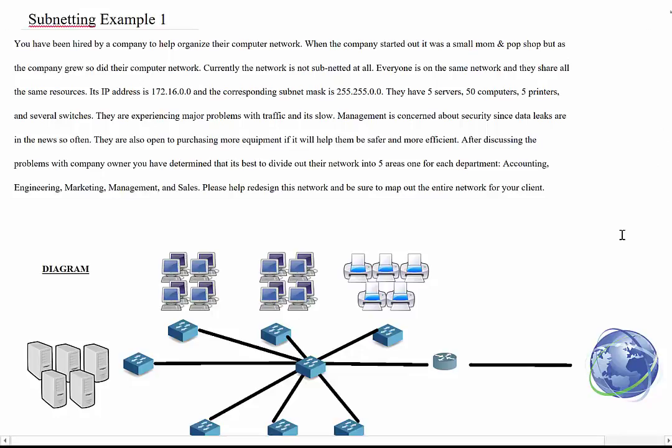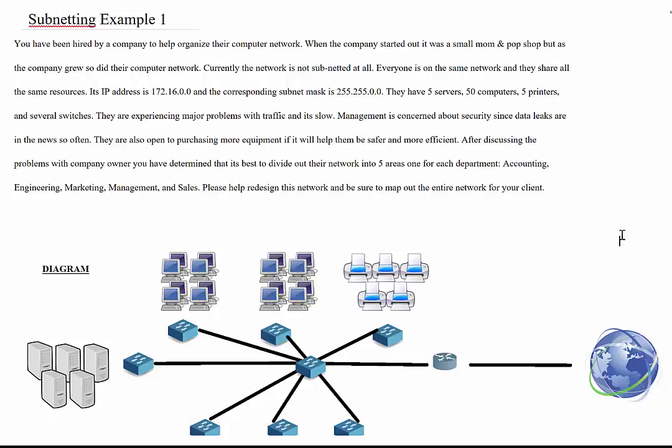Alright, so here's an example I have. Here we have a little paragraph saying, you have been hired by a company to help organize their computer network. When the company started out, it was a small mom and pop shop, but as the company grew, so did their computer network. Currently, the network is not subnetted at all. Everyone is on the same network and they share all the same resources. Its IP address is 172.16.0.0. And the corresponding subnet mask is 255.255.0.0. They have 5 servers, 50 computers, 5 printers, and several switches.